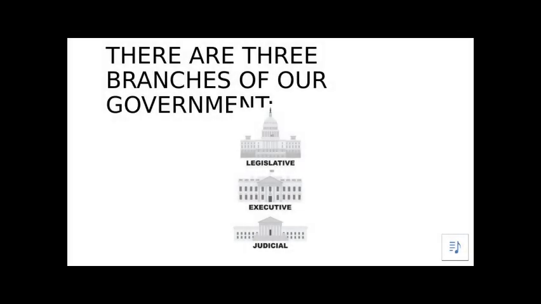Let's talk. There are 3 branches of our government. There's the legislative branch, the executive branch, and the judicial branch. These are the 3 different branches that make up our federal government. Like I said earlier, the federal government is how we get laws that are enacted over the whole entire country. So let's start learning about the different branches.